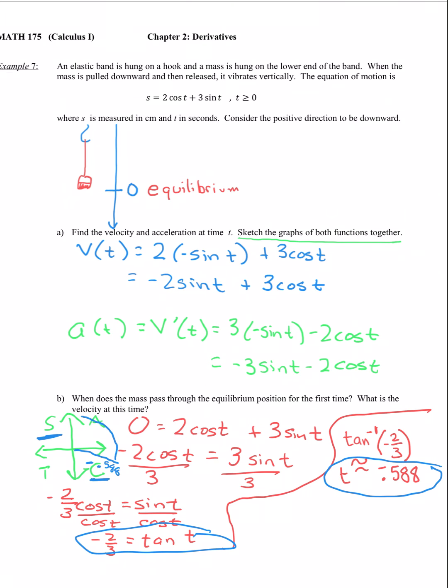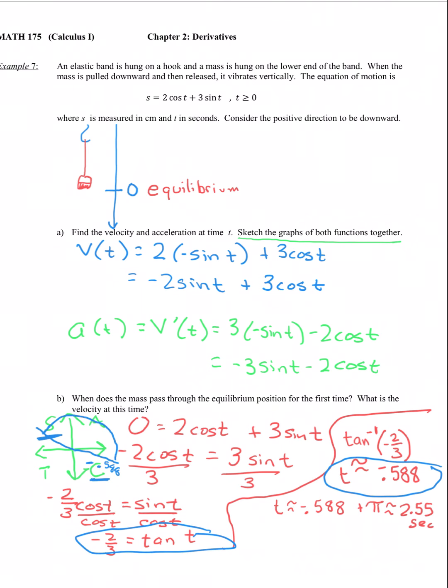And what would we have to add to that to bring us into the second quadrant? We would have to add pi to that, right? Because it's half of a circle. This can get a bit tricky, I know. So in order to find our t that's in our second quadrant, we're going to take our -0.588 and we're going to add pi to that. Go ahead, plug that into your calculator. We'll get about 2.55 seconds.